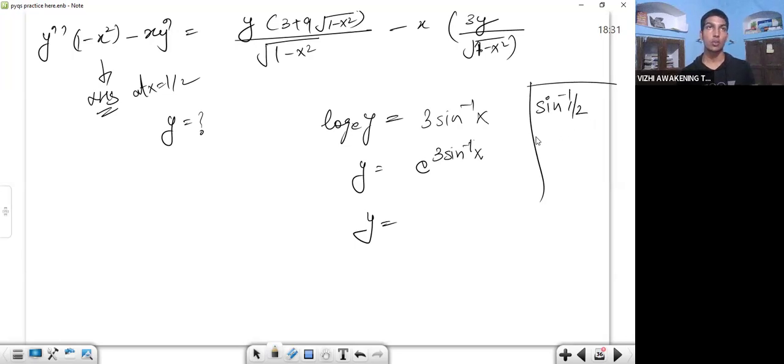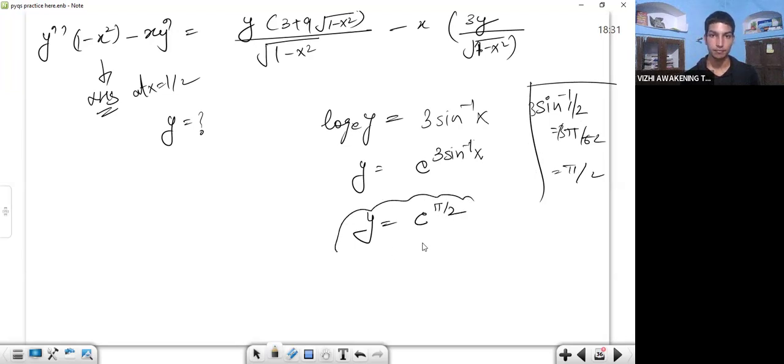Because on half, on 30 degrees, sine becomes 1 by 2. So it will be 30 degrees, but 30 degrees what? Pi by 6. It is getting multiplied by 3. So let's multiply it by 3. Becomes pi by 2. So e raised to power pi by 2 is y. We'll substitute y for e raised to power pi by 2 and x for half.